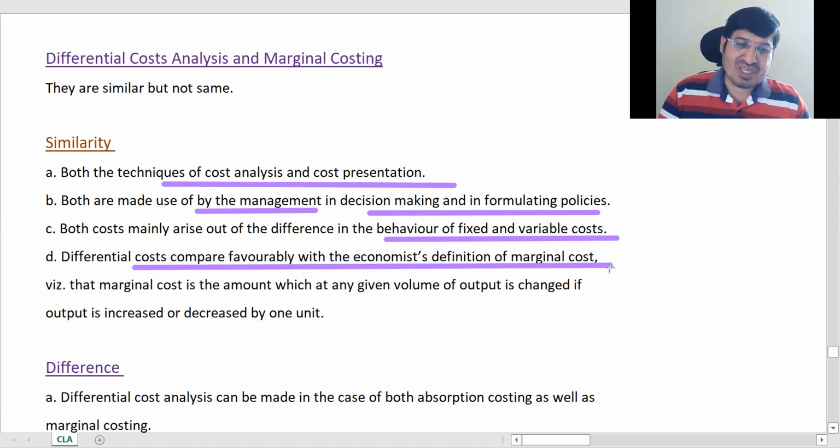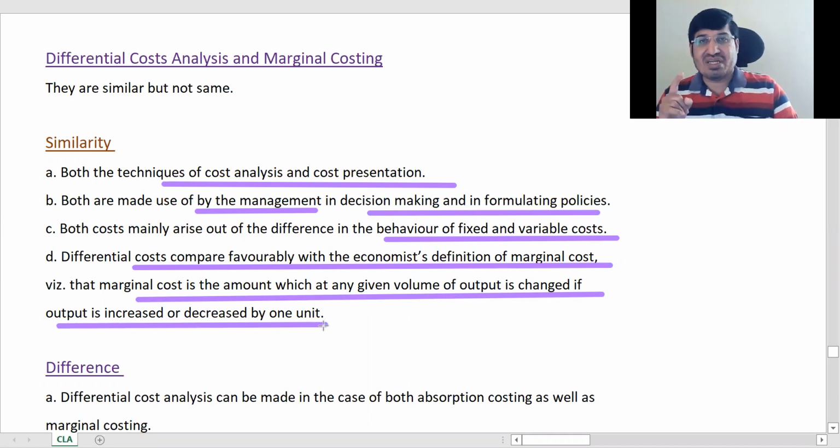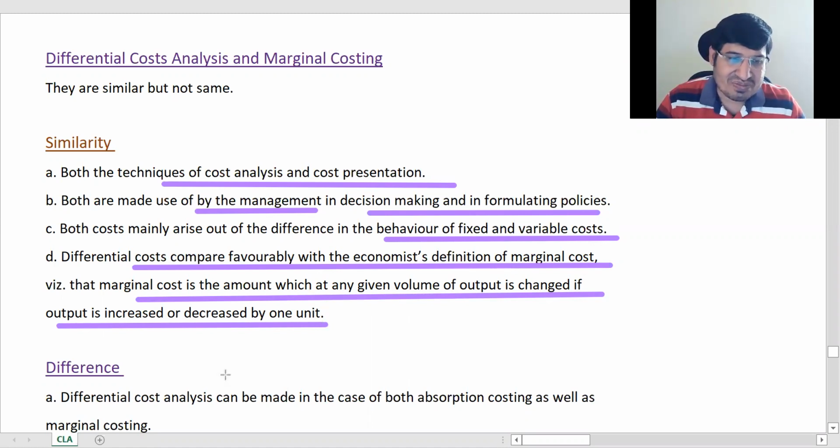That means if you see the economics definition of marginal cost, it says marginal cost is the amount by which any given level of output, the volume of output, is changed. The amount which is changed, if the output is increased or decreased by 1 unit. When you're talking about increasing or decreasing by 1 unit, you're actually talking about differentials. So that's where it is similar.